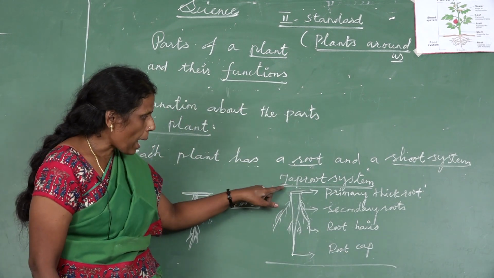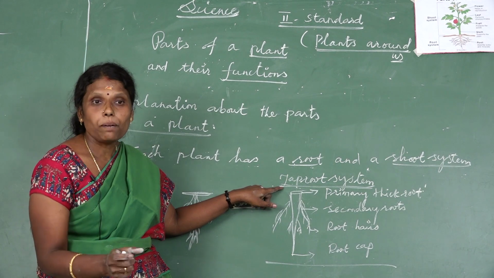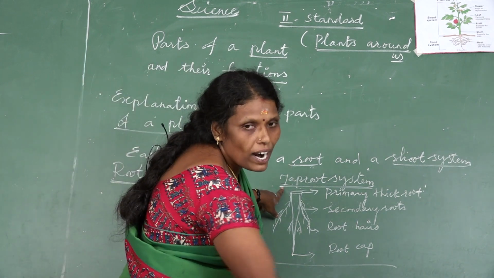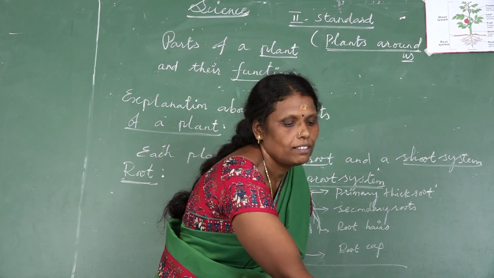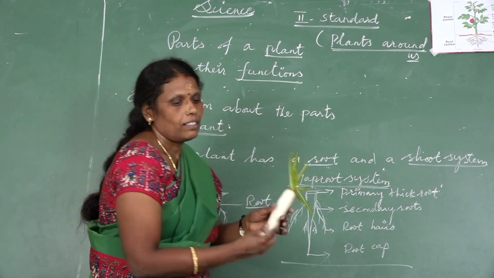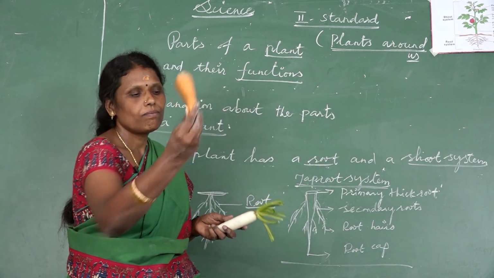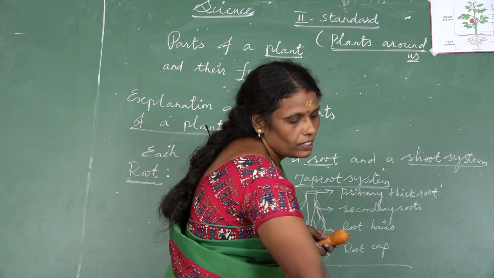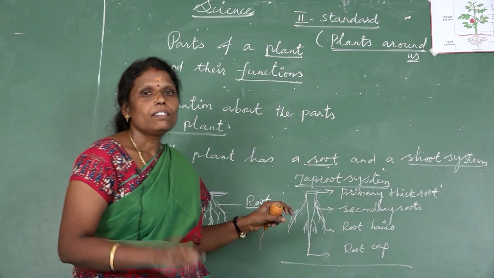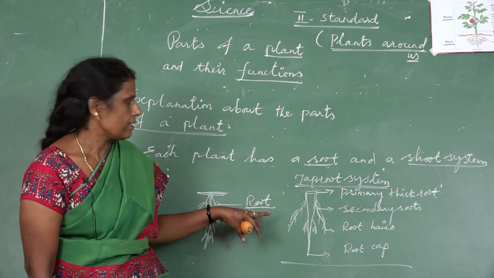We can find the taproot in dicot plants. What are called dicot plants? Carrot, radish and mango plant. These are called the dicot plants.